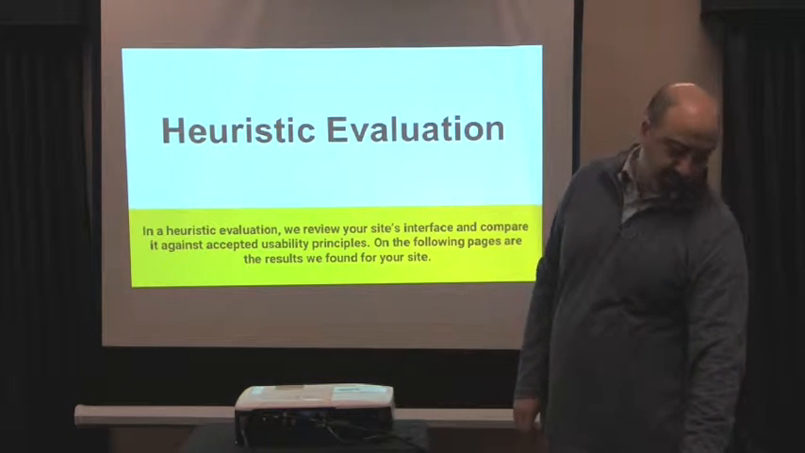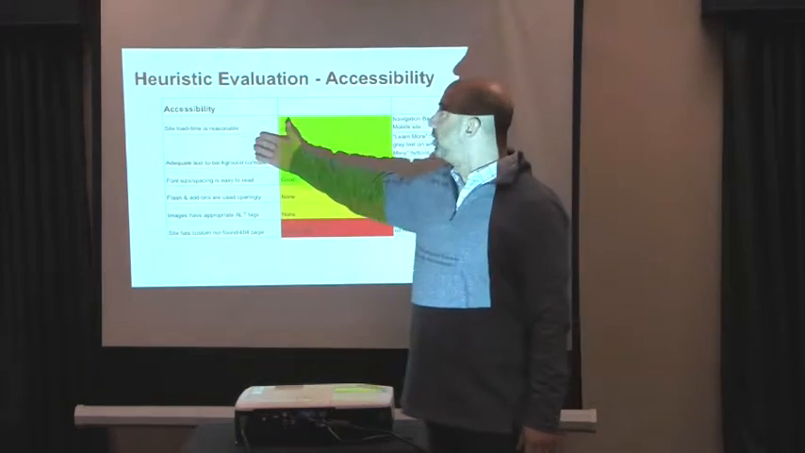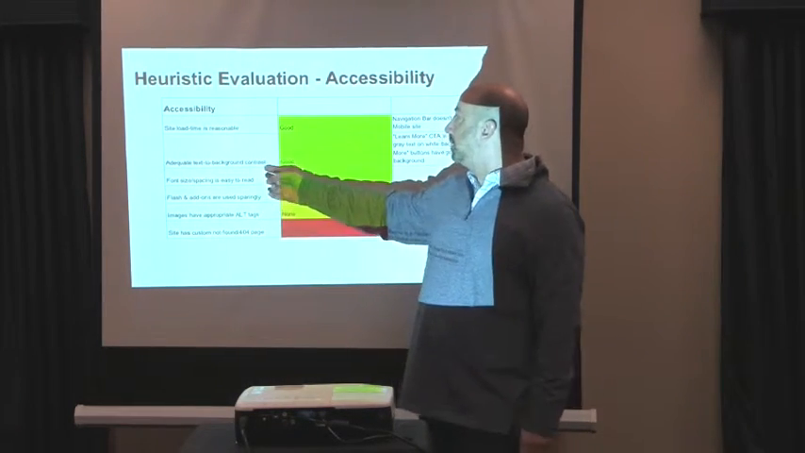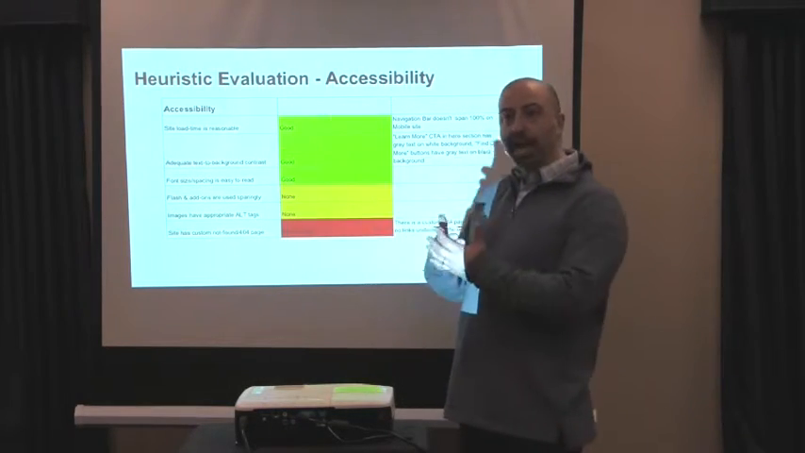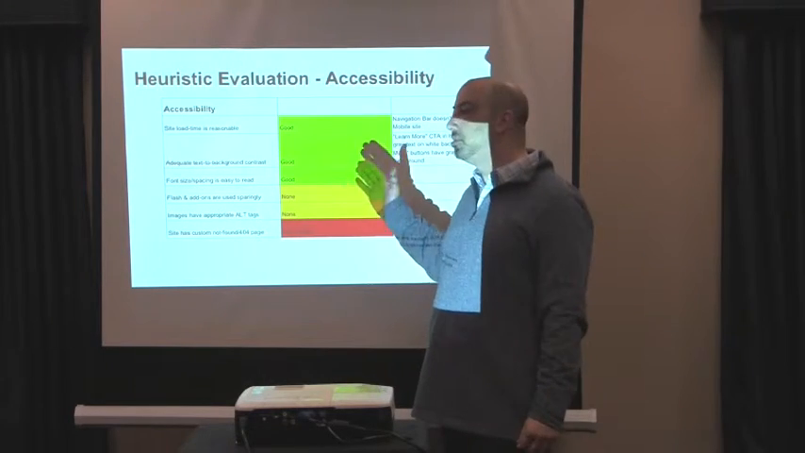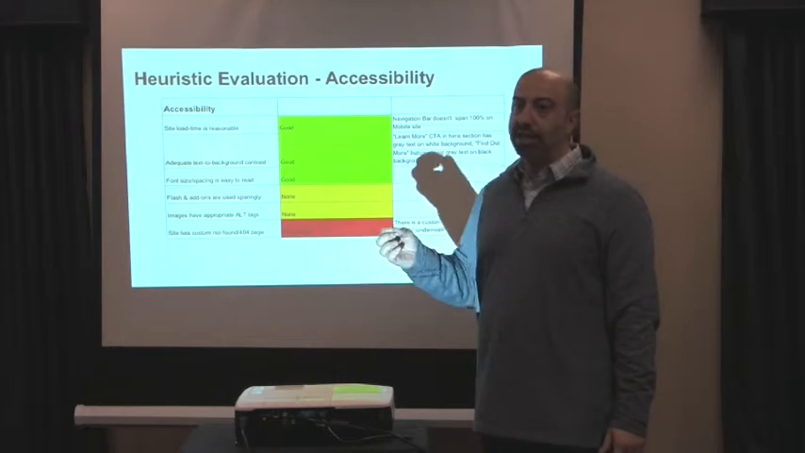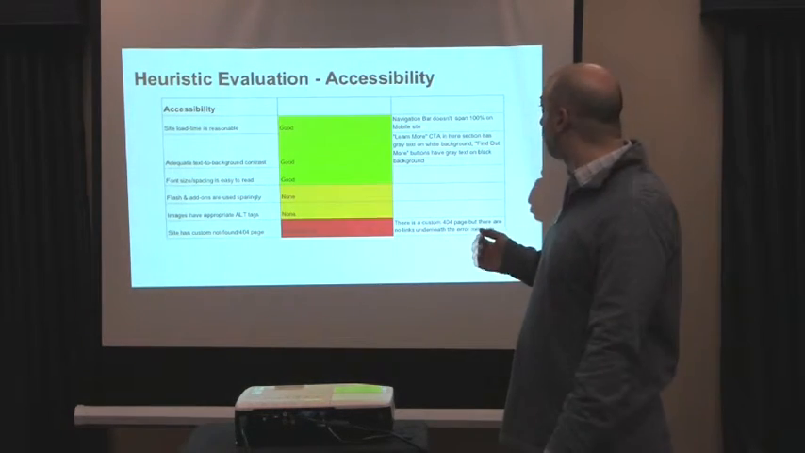So we have these four key elements. We have accessibility. Does the site load in a reasonable time? Is there adequate contrast between the text and the background? This is all important because when you have a website, you want it to be user-friendly. And if it's not, that's part of the problem.